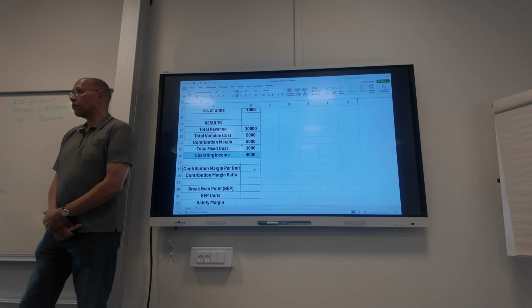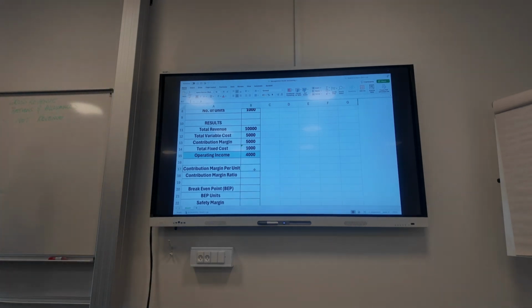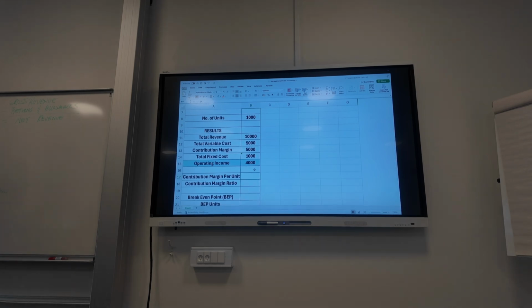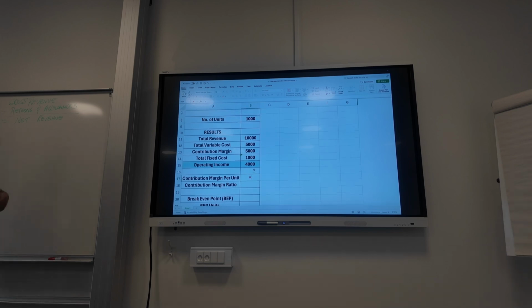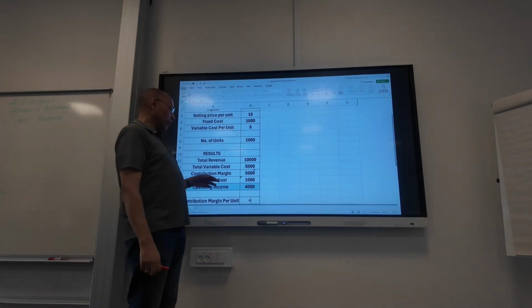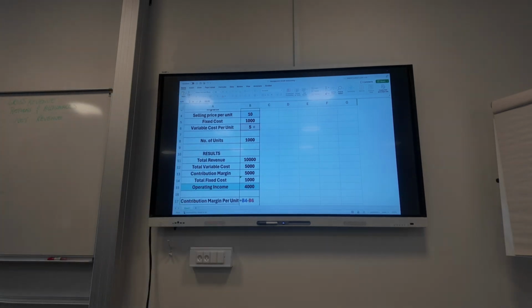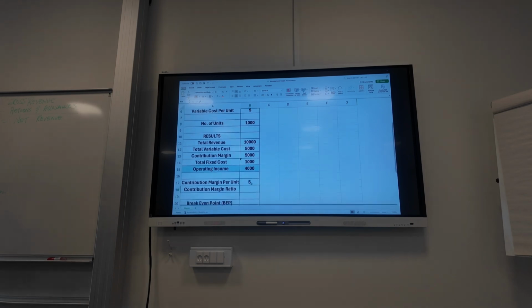Okay. So what is contribution margin per unit? 5,000 divided by number of units. If contribution margin in total is revenue minus total variable cost, contribution margin per unit is selling price per unit minus variable cost per unit. Or you can do the long division: contribution margin 5,000 divided by 1,000 units, we get 5, right? Right. So, contribution margin ratio.